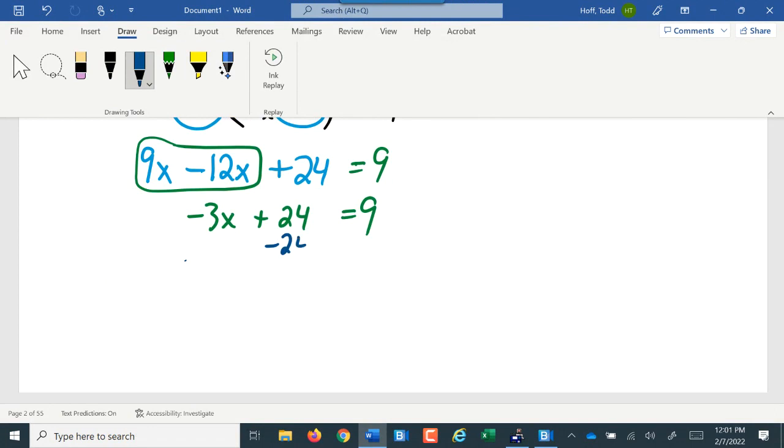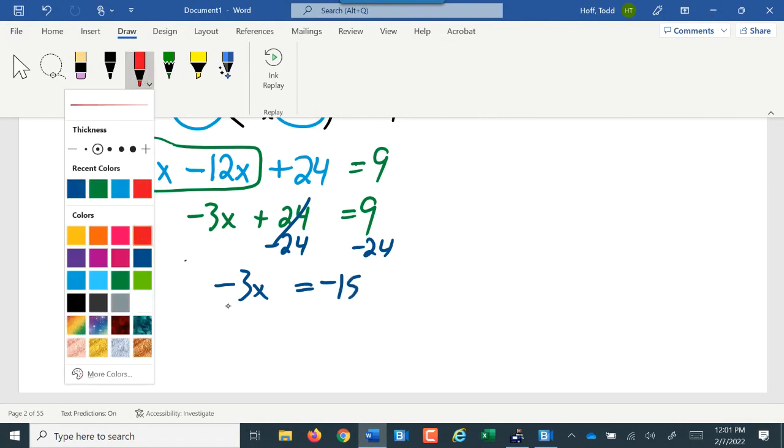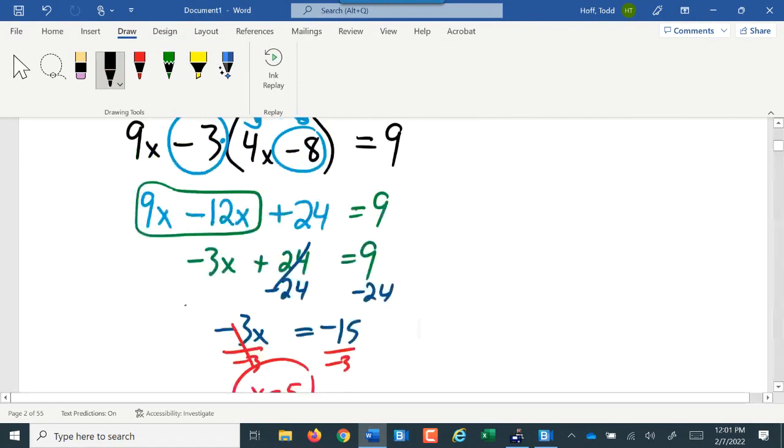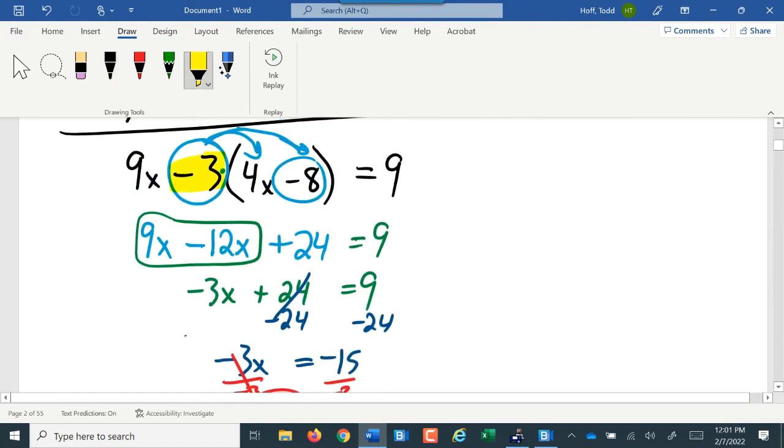Positive 24, so we're going to subtract 24. That's gone. Negative 3x. On the right side there, 9 minus 24 is a negative 15. And now we get rid of the negative 3 by dividing by negative 3. X equals 5. So the key there was to remember that this is a negative 3 that multiplies the parentheses, not just subtracting a positive 3.